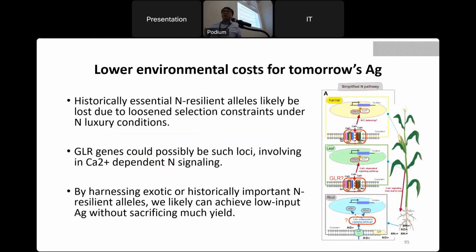Well, to summarize, I hope this talk will deliver a clear message that in the future, tomorrow's agriculture, we really need to rethink the direction of plant breeding. And my goal is to lower the nitrogen input. I won't read this. Basically, I have a further hypothesis. This is the nitrogen pathway. I have a further hypothesis that this GLR plays a critical role involved in calcium-dependent nitrogen signaling.